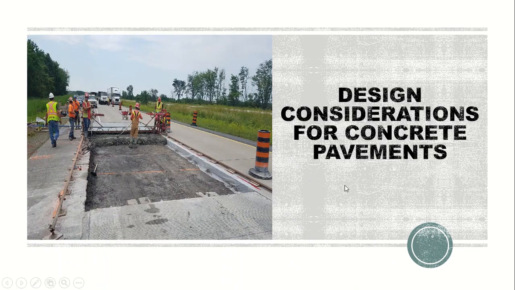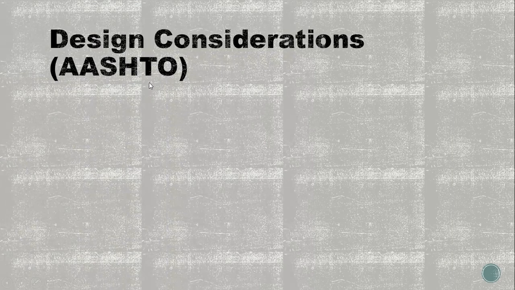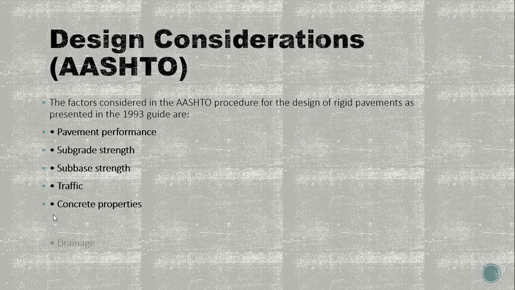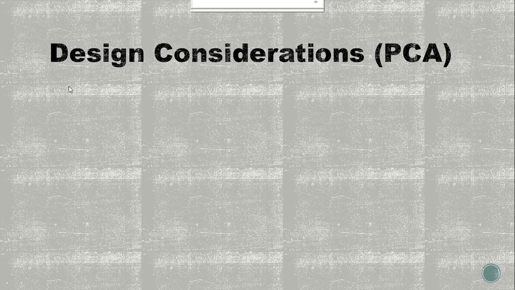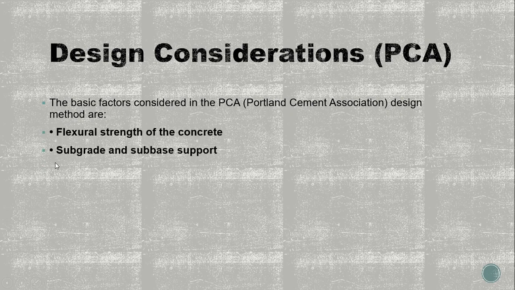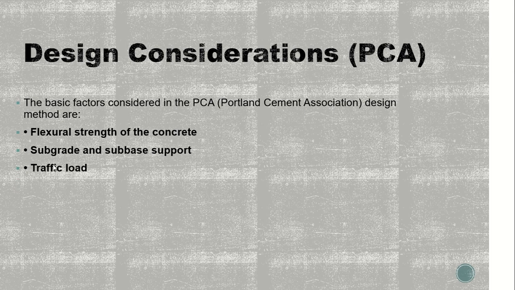The design considerations for concrete pavements. The design consideration factors considered in the AASHTO procedure are presented in the 1993 guide, and this includes the pavement performance, subgrade strength, traffic, concrete properties, drainage, and reliability. The basic factors considered in the PCA, or Portland Cement Association, design methods include the following: flexural strength of the concrete, subgrade and subbase support, and the traffic load.